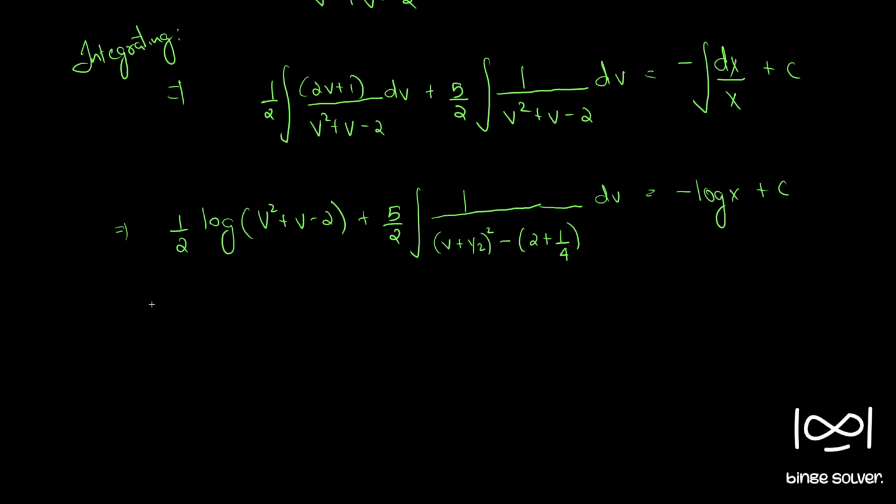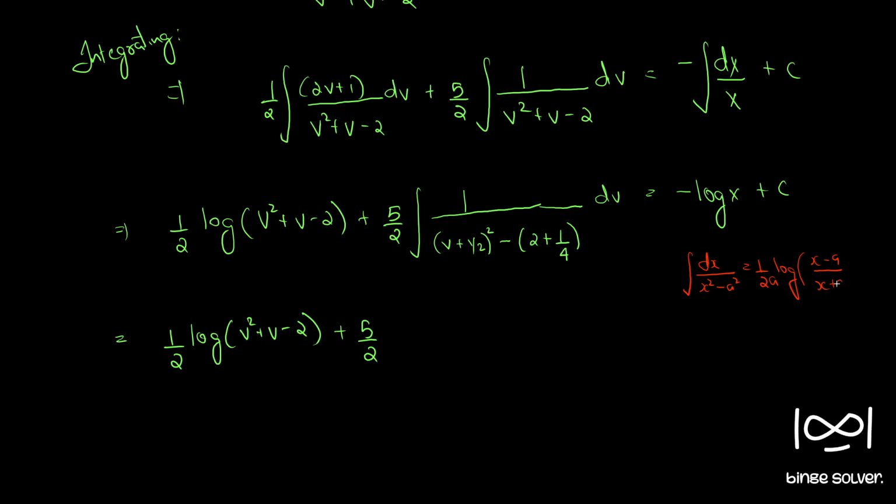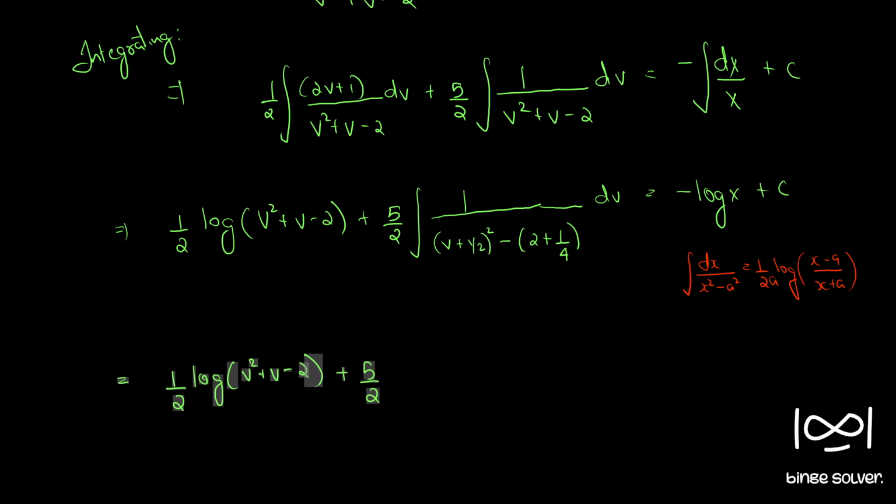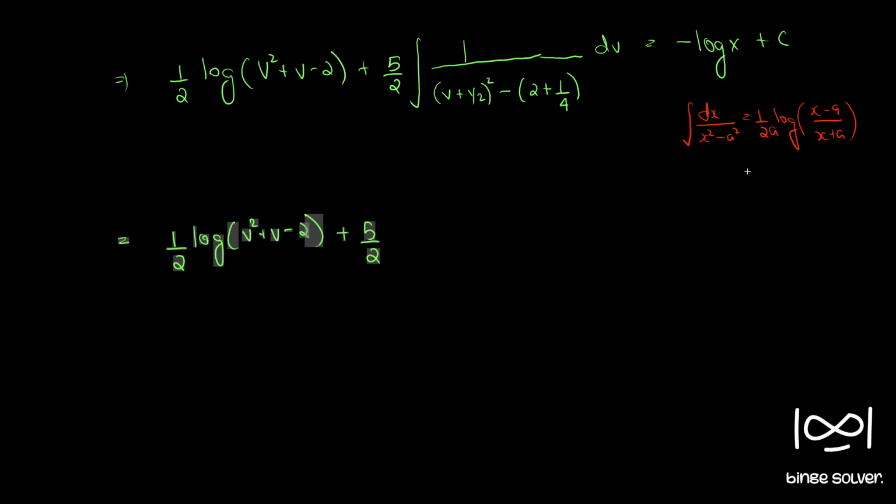So this integral becomes half into log (v square plus v minus 2) plus 5 by 2. The standard integral formula to remember is: integral dx by (x square minus a square) is equal to 1 by 2a log (x minus a) by (x plus a). So this is the standard formula. We will be using this formula to solve this one.